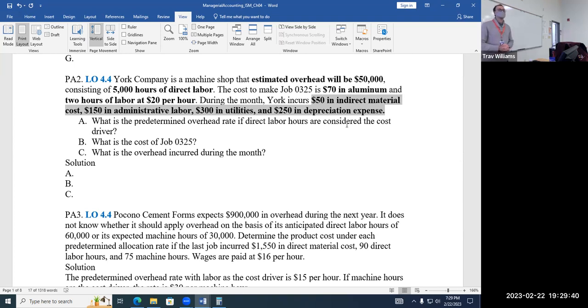Remember that formula to come up with your overhead allocation rate? So what do we divide? The estimated overhead by the labor hours, right? Okay, so we have $50,000 of overhead divided by 5,000 direct labor hours, and that comes out to $10 per direct labor hour. Everybody agree?